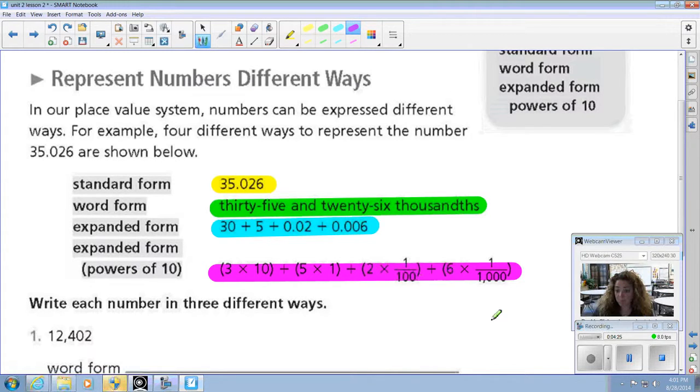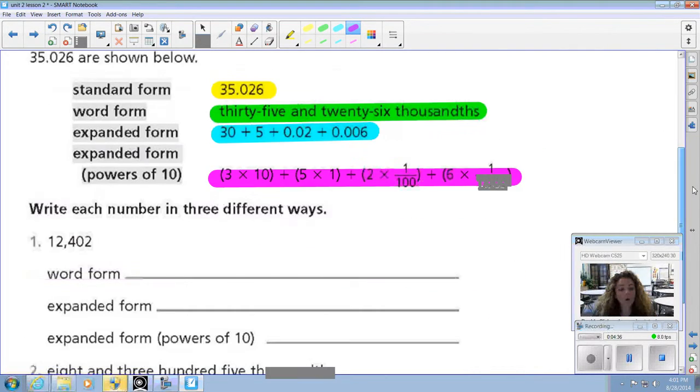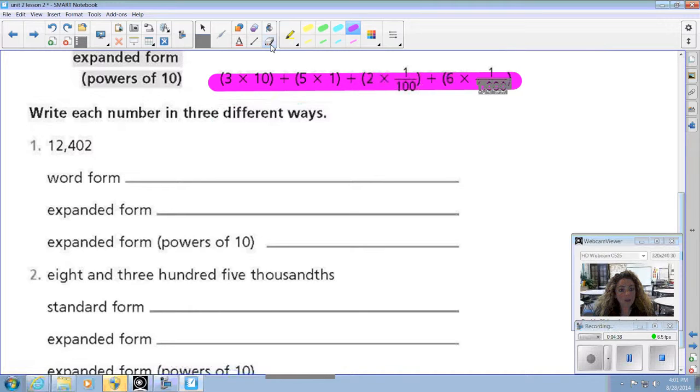Expanded form is when we say what we would multiply those numbers by to get them into their correct place value. So what we would multiply a ones place value by to get it into the correct place value that we want. So let's try this out on some.